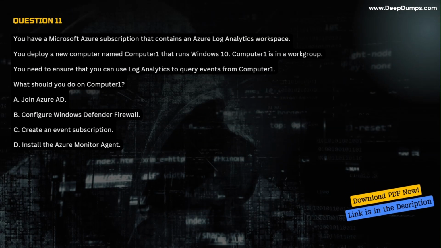Question 11. You have a Microsoft Azure subscription that contains an Azure Log Analytics workspace. You deploy a new computer named Computer 1 that runs Windows 10. Computer 1 is in a workgroup. You need to ensure that you can use Log Analytics to query events from Computer 1. What should you do on Computer 1? A. Join Azure AD. B. Configure Windows Defender Firewall. C. Create an event subscription. D. Install the Azure Monitor Agent.